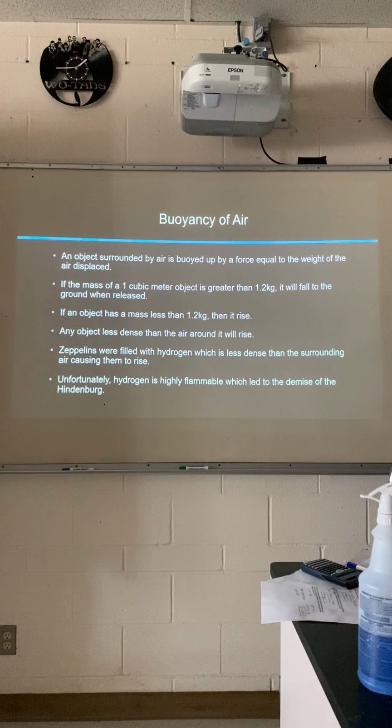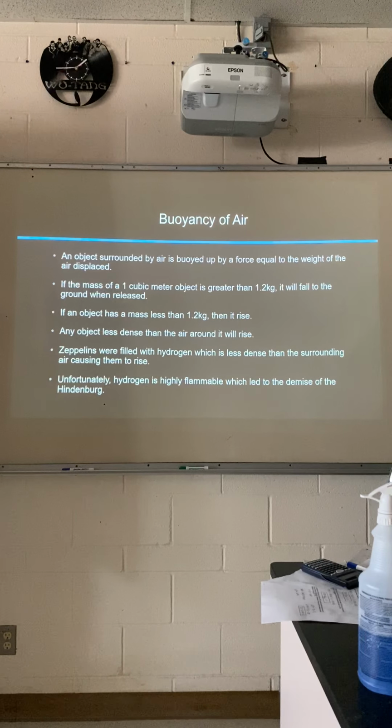Okay, an object surrounded by air is buoyed up by a force equal to the weight of the air displaced. So if the mass of a 1 cubic meter object is greater than 1.2 kilograms, it will fall to the ground when released. This is a magical number right here, okay? That 1.2 kilograms per cubic meter. If it's heavier or more massive than that, it falls. Things that are less rise.